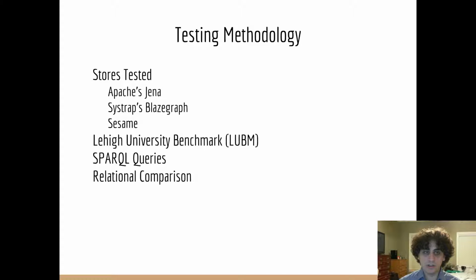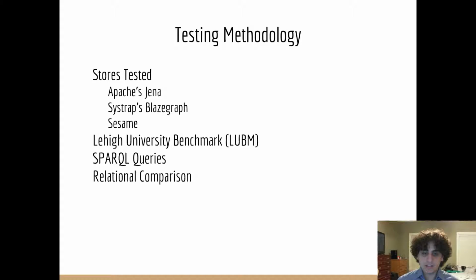We chose Apache's Jena, Systap's BlazeGraph, which was formerly known as Bigdata, and Sesame. These were chosen due to their open source licenses and their production ready state. They have 3 slightly different methodologies for actually storing the data, which results in some different performance times.